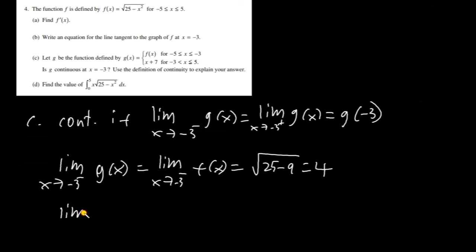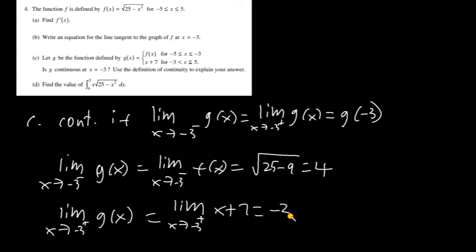Now let's look at the limit as x approaches negative 3 from the right of g of x. Well, on the right, g of x is just x plus 7, right? The right of negative 3 is just x plus 7. So this is the limit as x approaches negative 3 from the right of x plus 7, which is negative 3 plus 7, which is 4, okay?